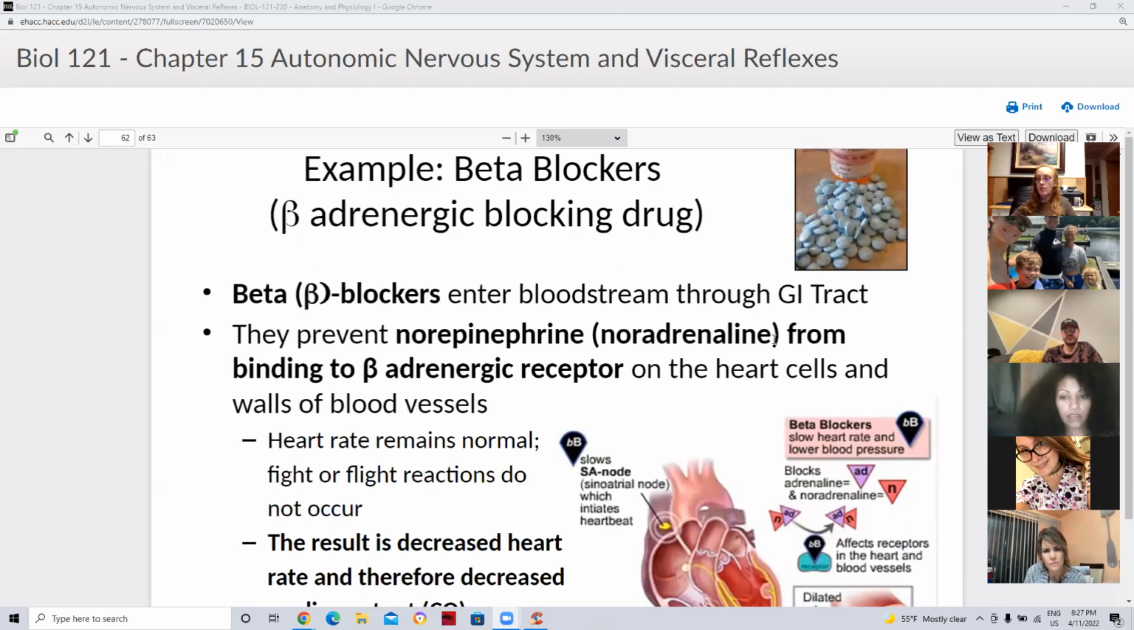When you take a beta blocker, it prevents adrenaline and noradrenaline from being able to bind to the beta adrenergic receptor. And the result is that the heart rate remains normal even when the fight or flight reactions are a possibility. Even when it's a situation where it could be a fight or flight response, the heart rate remains normal.